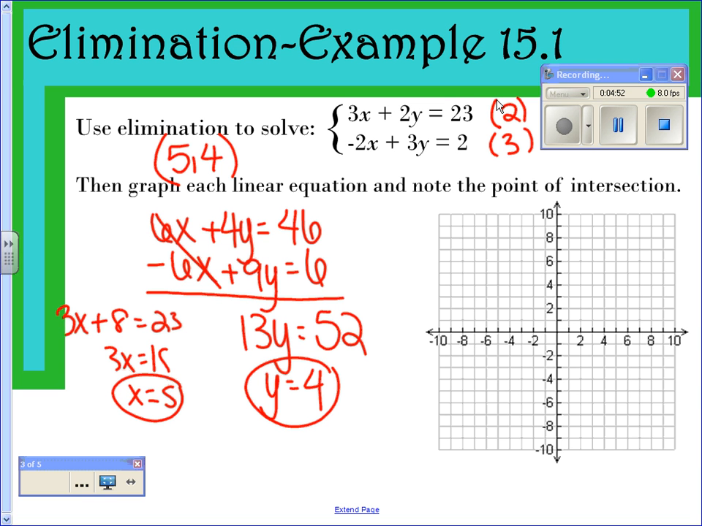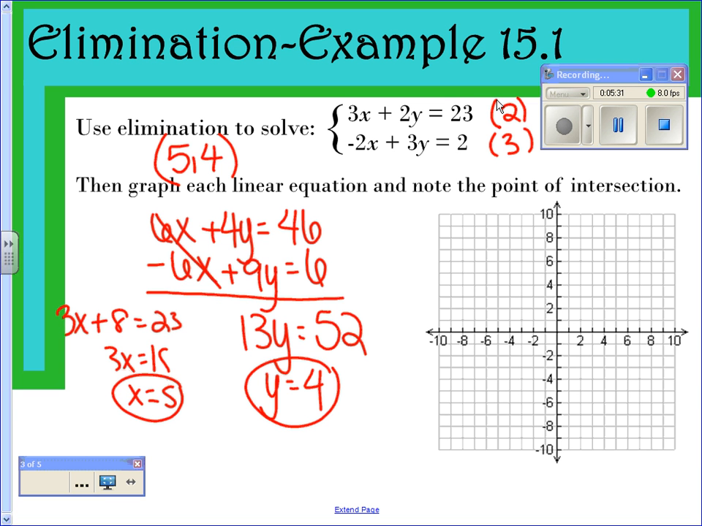It says graph each linear equation. So see if you can graph these two. They're both, I mean, each of them is a line. This is a linear equation. So graph the equation. See if you can graph those two. And we'll show the point of intersection. That should be where they cross, yeah. So see if you can do it on your paper first. Graph the two lines.